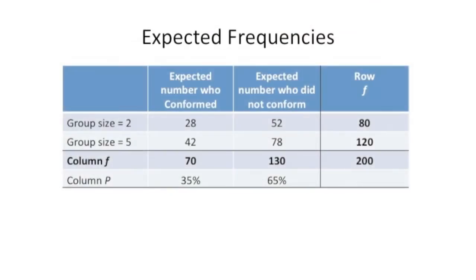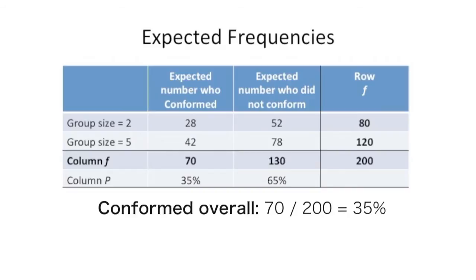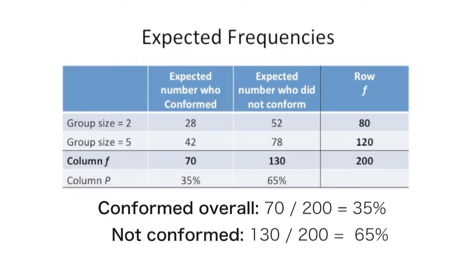If group size and conformity are independent, the proportion of people who conform and who do not conform are pretty much the same regardless of group size. So we have 70 people who conformed and 130 people who did not conform, meaning that we had a sample of 200 people. Looking at the people who conformed, there were 70 of them out of 200. So 70 into 200 is 35%. Looking at the people who did not conform, there were 130 of them out of 200. 130 into 200 is 65%.